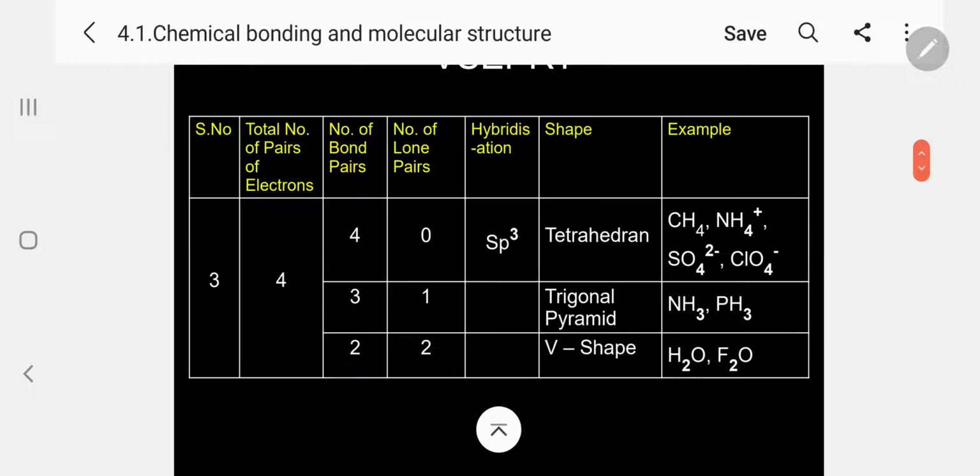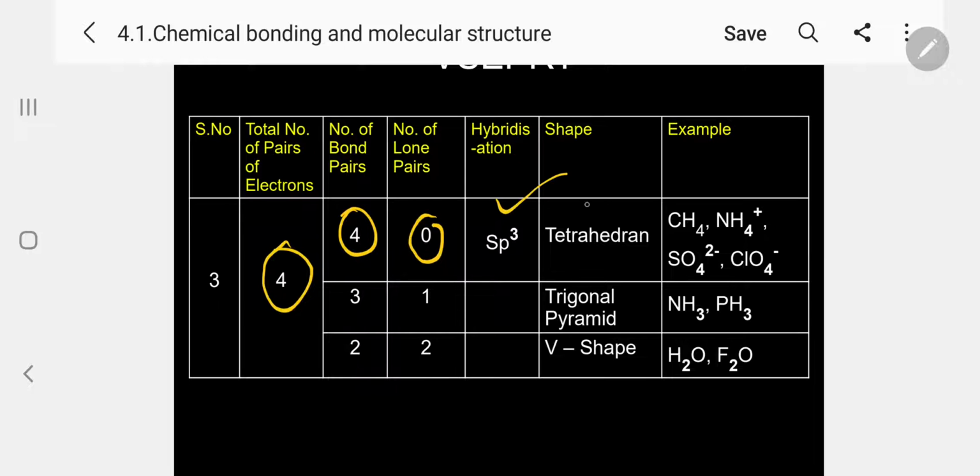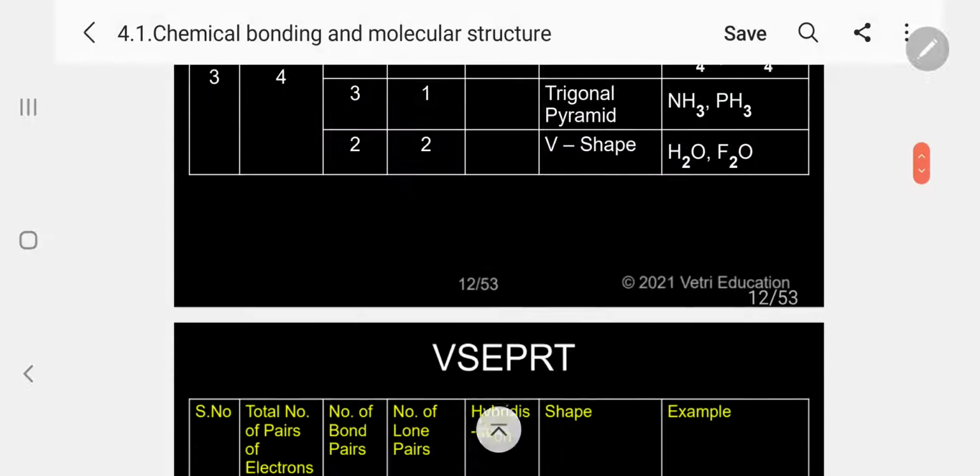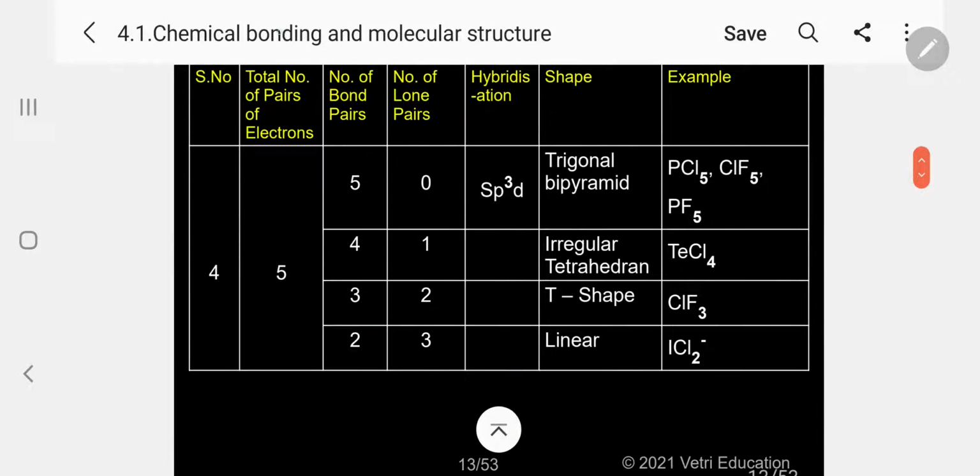Next I will go for the fourth one. Kindly follow. In the fourth case, the total number of bond pairs and lone pairs is 4. That means bond pair 4, lone pair 0, sp3, tetrahedron, examples methane, ammonium ion, sulfate ion, chlorate ion. If it is 3, 1, trigonal pyramid, examples ammonia, phosphine. If it is 2, 2, V shape, water and F2O. Please follow, if any lone pair is present, the shape changes. This is an example.